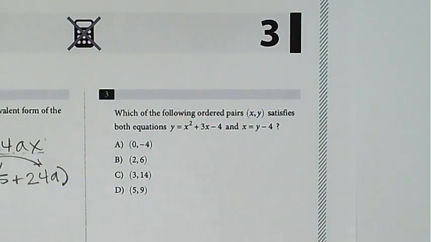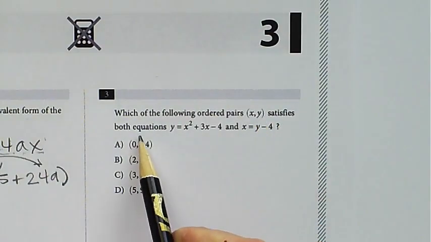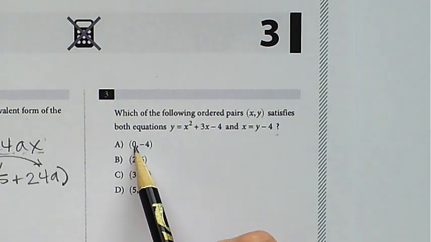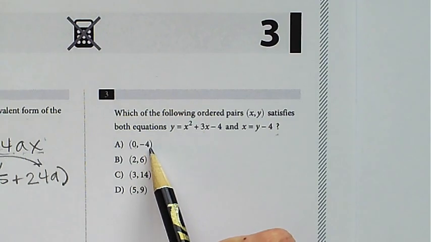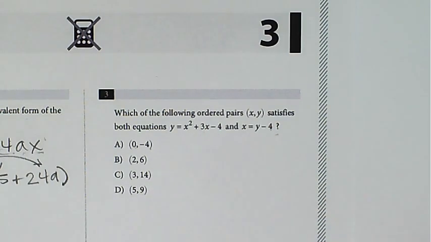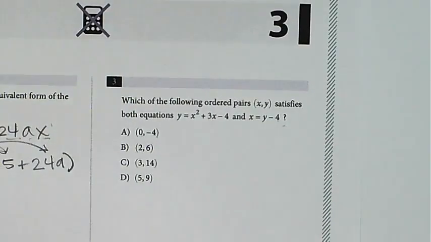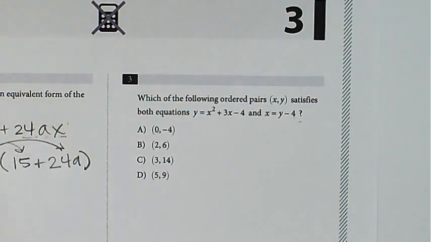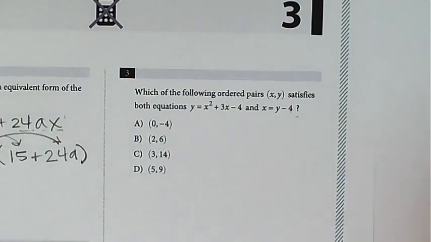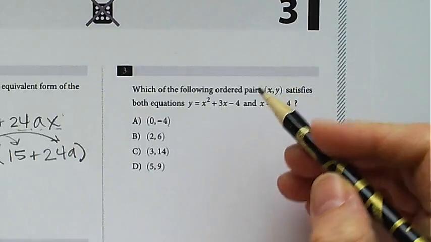Number 3, which of the following ordered pair satisfies both equations? So you could literally plug in 0 for x, and if you get -4 for y, and if you get that for both of these, that's one way of doing this. You could do it that way. Now, I'm going to show you both ways. And I may just show solving this system of equations.